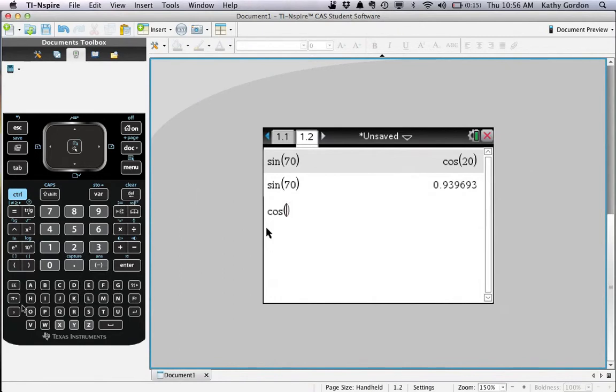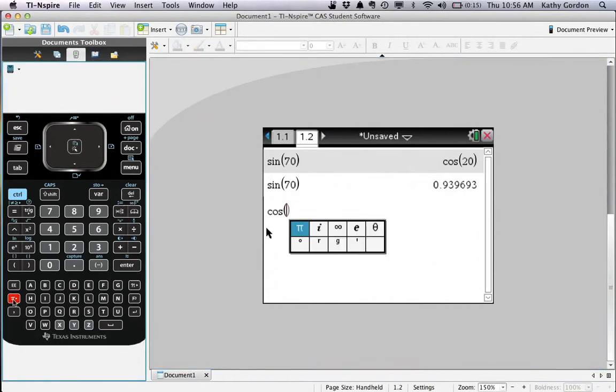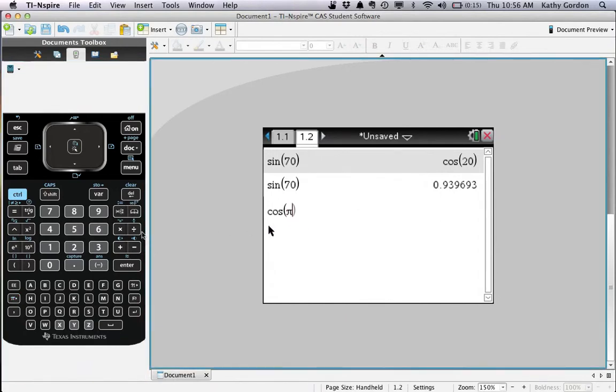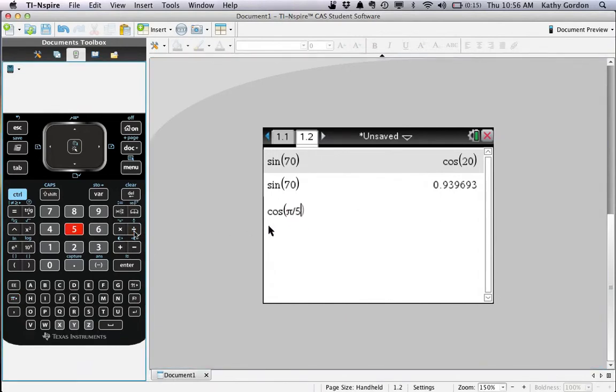Easiest place to go for pi, not the only place, but the easiest place is right here beside your H button. It actually has the pi on there. If you click on that, one of your options is pi. So we're going to take pi divided by 5. Again, I just want a decimal answer, so I'm going to start out with a control enter rather than giving it the chance to give me some weird answer. And so I get 0.809015 as my answer.